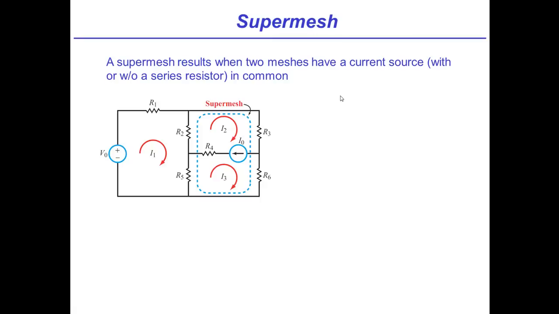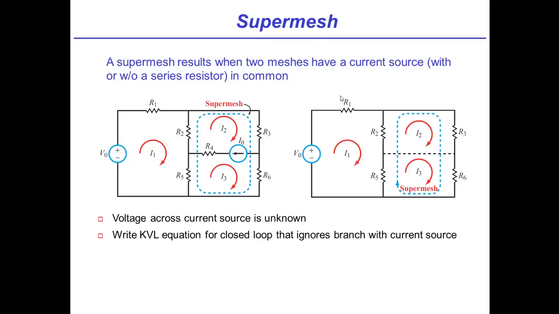And remember, the reason for that is the supermesh auxiliary equation, as you'll see, is going to be a KCL. Oh, you're jumping ahead, Vivek. All right, so the bottom line is we have a voltage across a current source that we don't know. We just don't know what the voltage across this current source is.